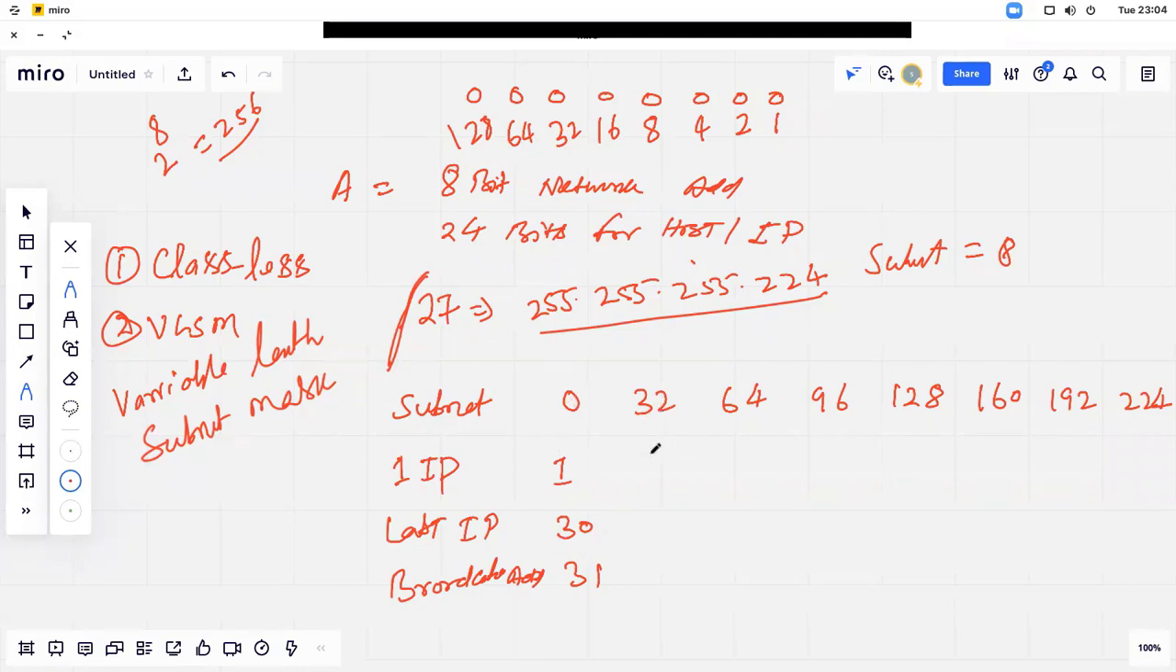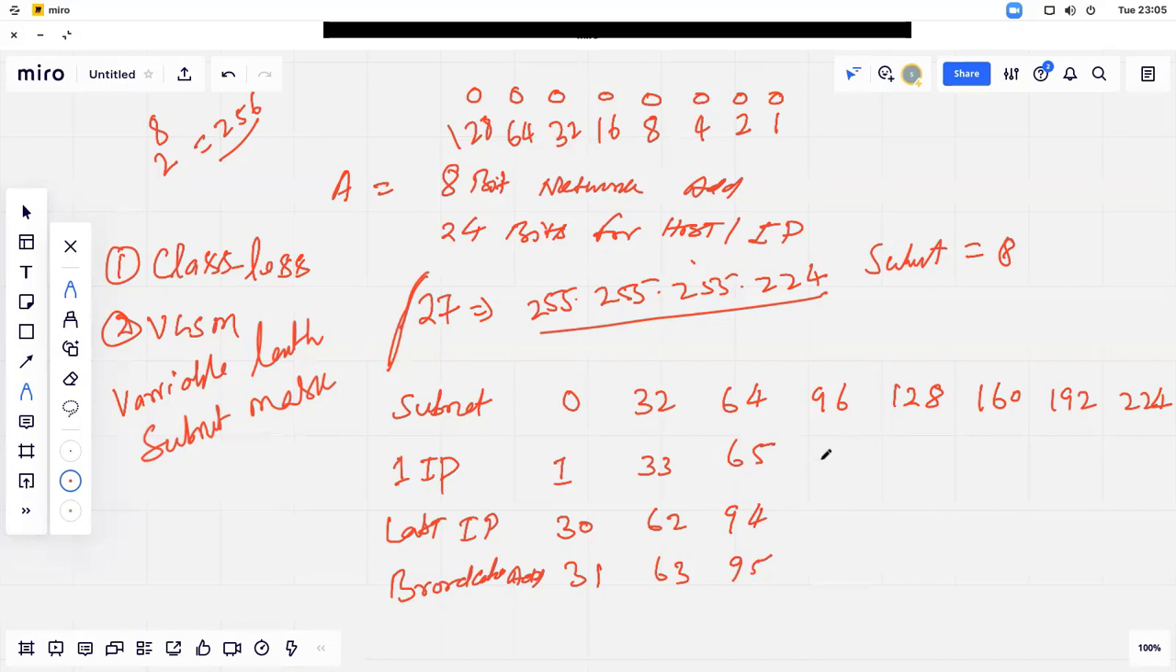Next one, 32, starts with first IP 33, the last IP will be 62 and the broadcast will be 63. Again, if you calculate from 32 to 63, you will get 32 only. Again here you will start with 65, then the last IP will be 94 and the broadcast will be 95.